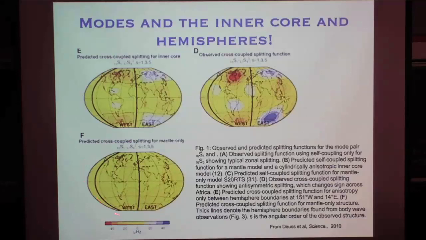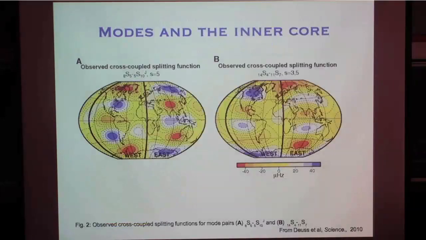If you predicted the cross-coupled splitting function just for the mantle, by the way, you'd get something that looked totally boring. This is yellow. It's not just the projector messing up this time. This is just yellow. That's because one of these modes is only sensitive to core structure, so it doesn't matter what you put in the mantle. These modes can't cling together because they're not both seeing it. OK. So this is where we've got to so far. We have observed cross-coupled splitting functions for a few modes now, which seem to show a hemispherical pattern.